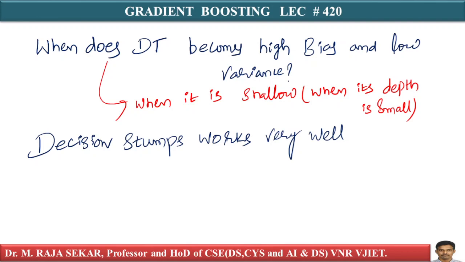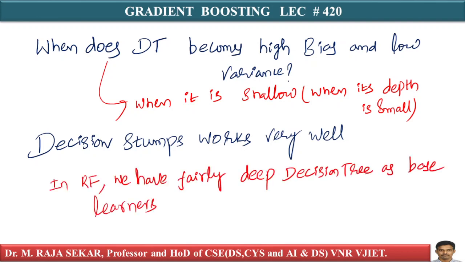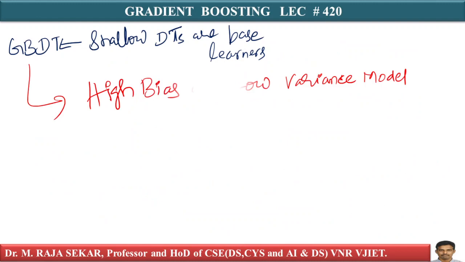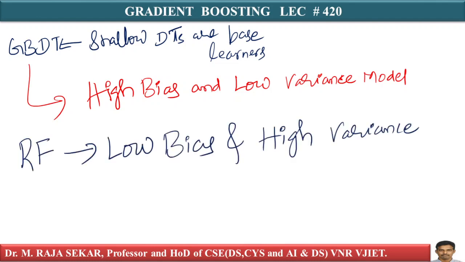So unlike random forest, in random forest we have fairly deep decision trees as base learners. In the case of GBDT, we have shallow decision trees as base learners, because in this case we want a high bias and low variance model, isn't it? That is in GBDT. While in the case of random forest, we want a low bias and high variance model, isn't it?